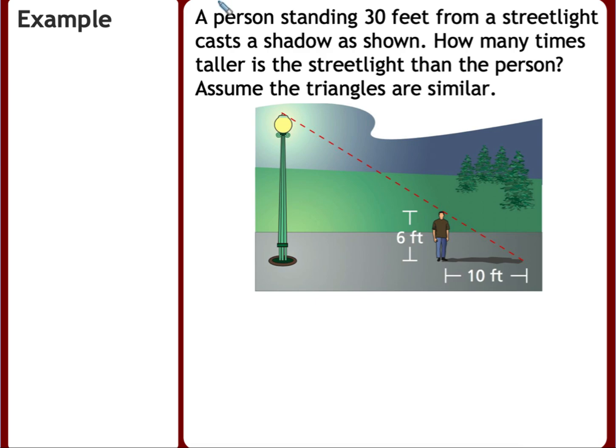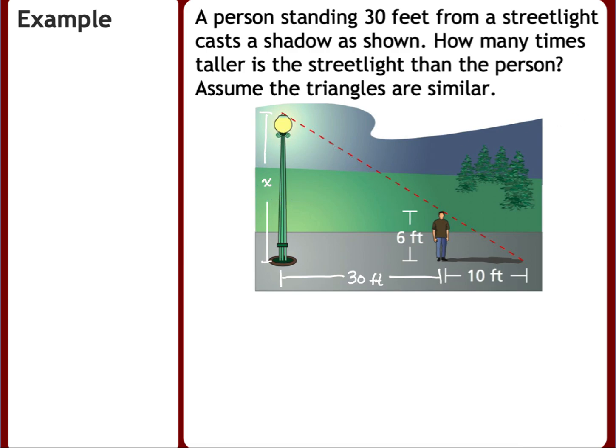All right, this next problem is one of my favorite examples. It's a triangle within a triangle. So a person standing 30 feet from a streetlight casts a shadow as shown. So let me label that. So here's the person. They are standing 30 feet from that streetlight. We want to know how many times taller is the streetlight than the person. So we need to figure out how tall this streetlight is. So this is our x value. Then once we figure out how tall that is, we can figure out how many times taller that is.